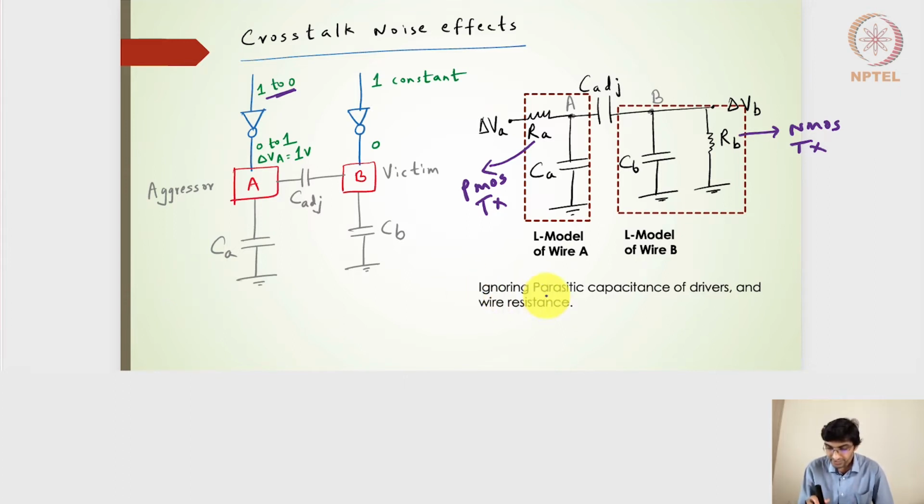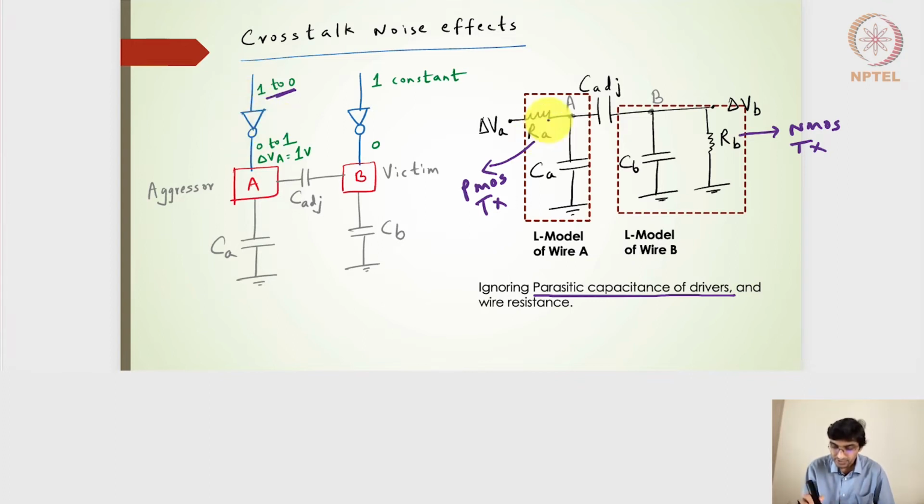What I've ignored here is the parasitic capacitances of the driver. So the inverter's parasitic capacitance, we say that it is very, very less than that of the wire capacitances, hence that has been ignored. And the wire resistance, the wire which is of pretty long length, that is also kind of ignored. So the resistance of the wire is kind of ignored, but we have accommodated the resistance of the inverter.